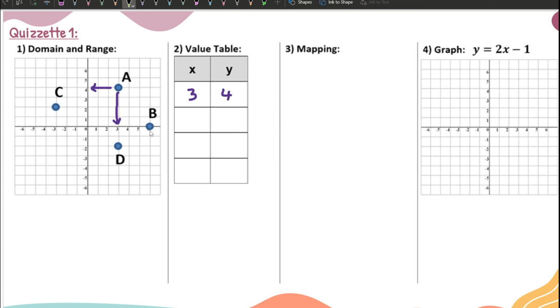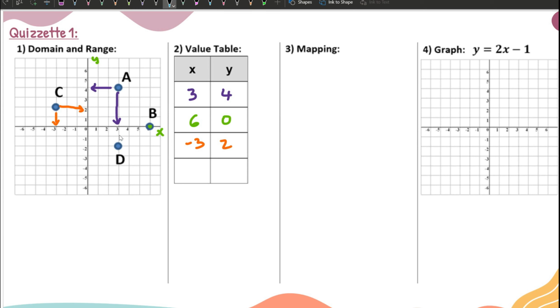Point B is right on the X axis. So your X value is 6. Your Y value, if again this is X and Y value, is 0 when you bring it to the Y axis. So (6, 0). Point C: your X value is -3 and your Y value is 2.